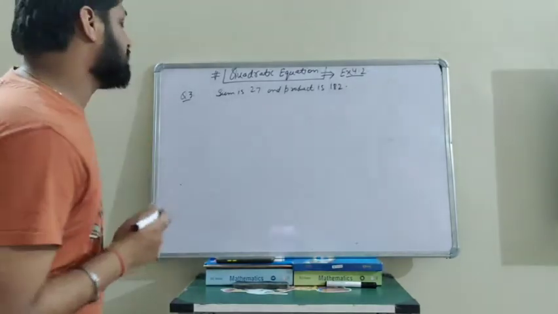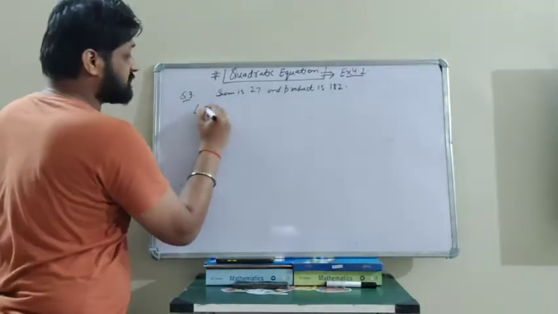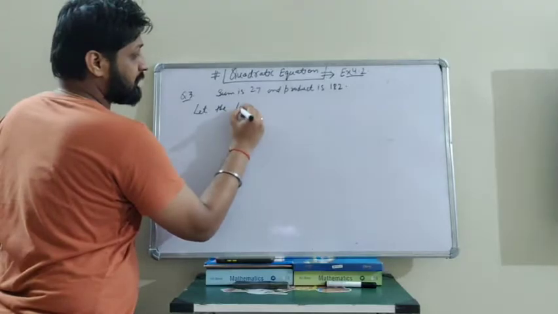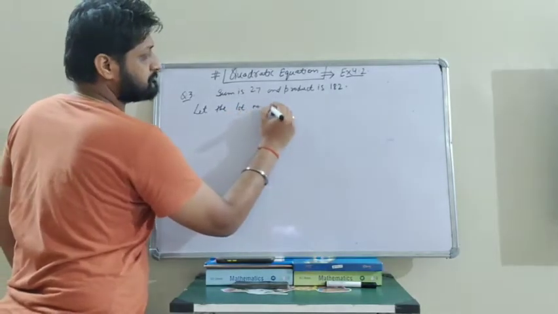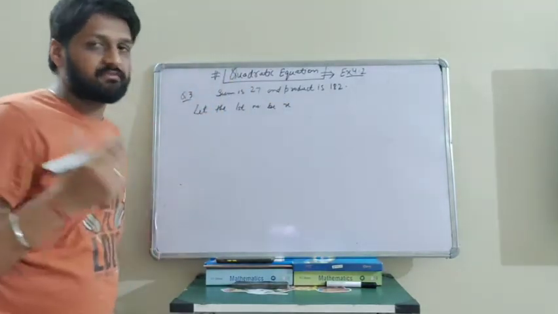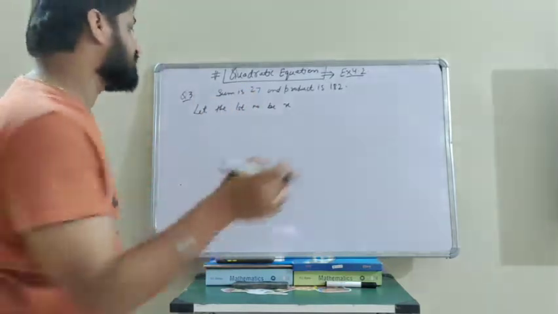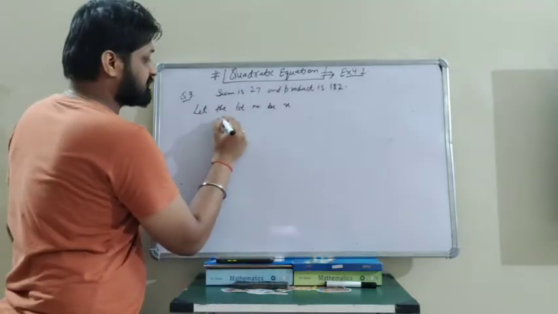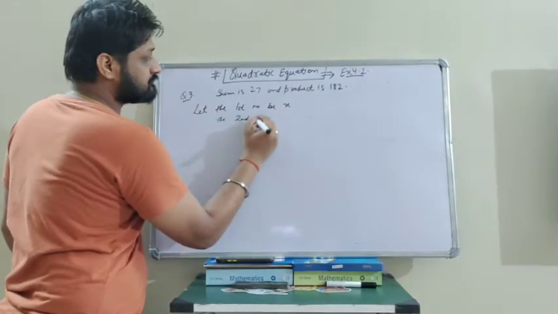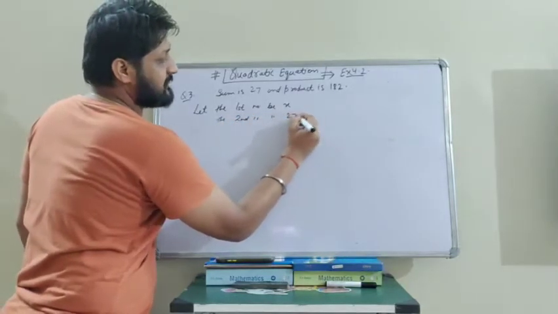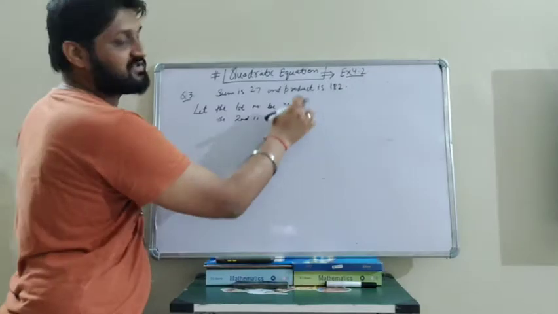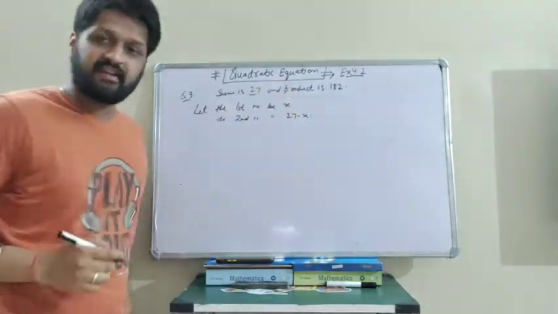So how do we do this? Now let the first number be x. The first number will be x. If the sum is 27, the first number is x, so the second number will be 27 minus x. Now add them, sum them, you will get 27.